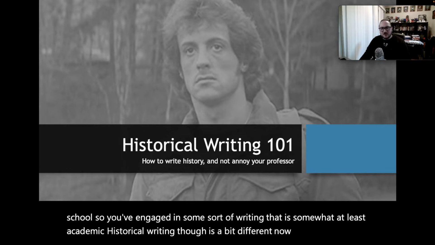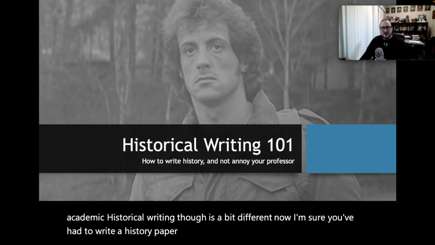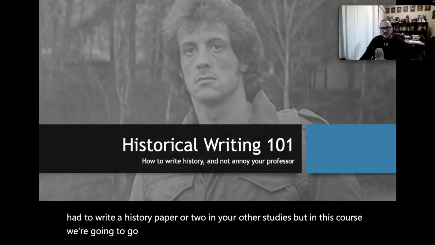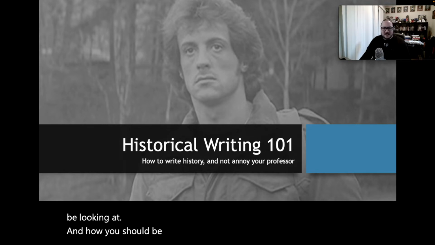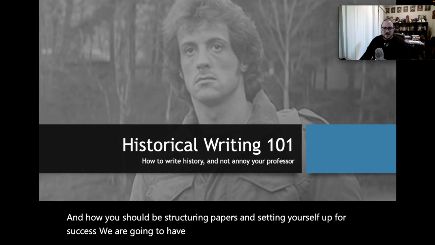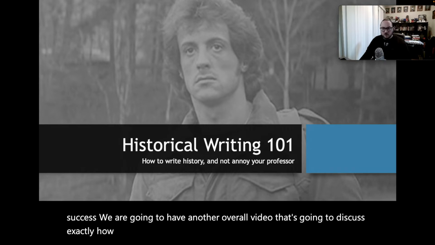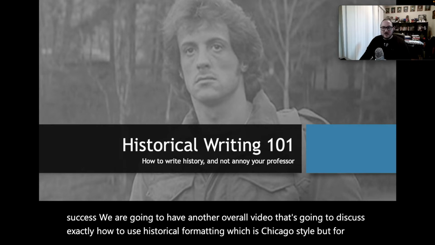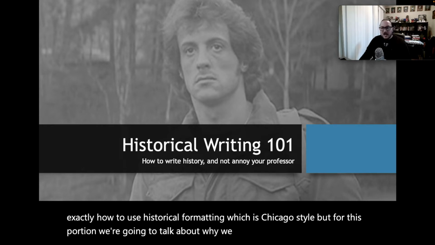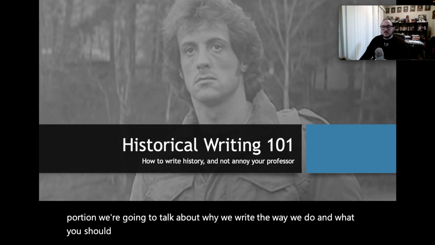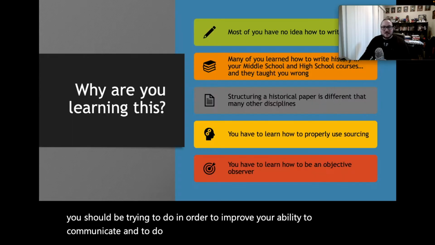Now, I'm sure you've had to write a history paper or two in your other studies, but in this course, we're going to go over some of the quintessential things that you should be looking at and how you should be structuring papers and setting yourself up for success. We're going to have another overall video that's going to discuss exactly how to use historical formatting, which is Chicago style. But for this portion, we're going to talk about why we write the way we do and what you should be trying to do in order to improve your ability to communicate and to do research. So let's go ahead and get started.